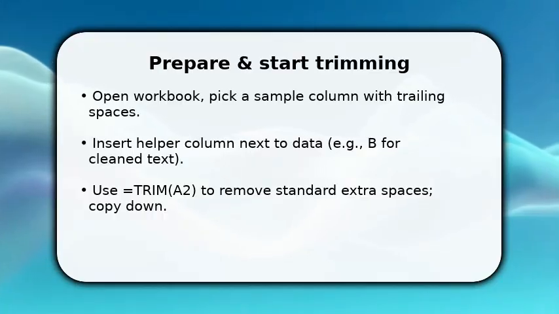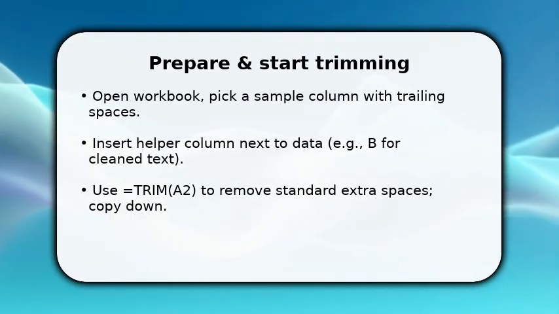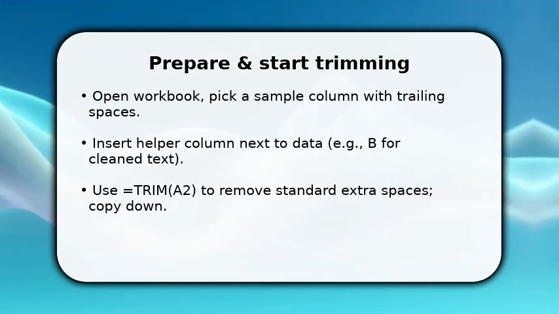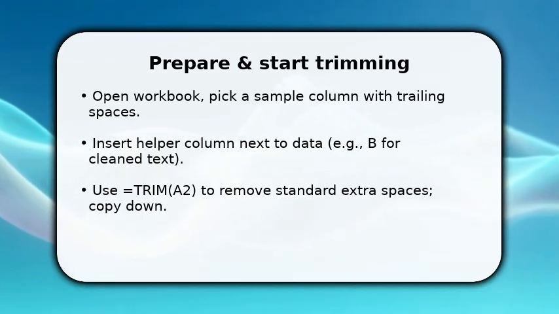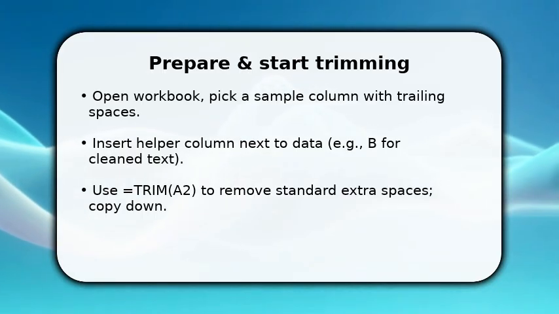You begin by opening the sheet and choosing the column to clean. Make a helper column next to it and enter =TRIM(A2). This immediately removes leading, trailing, and extra spaces between words. Once done, copy the formula down to cover all rows so you can see cleaned results beside originals.